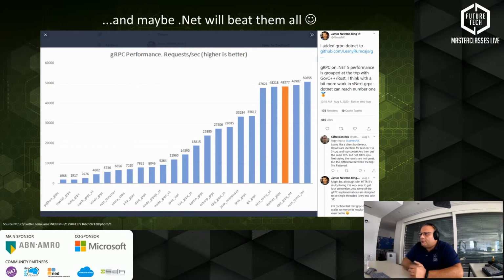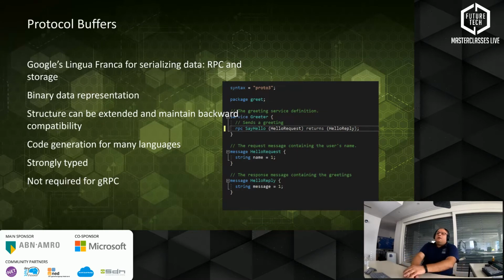It's from August 4, where these are the results in terms of performance of gRPC on .NET 5. So if I look at this performance test, and if I think about the whole mindset of performance, well, maybe this time it will be .NET the fastest. Let's see.